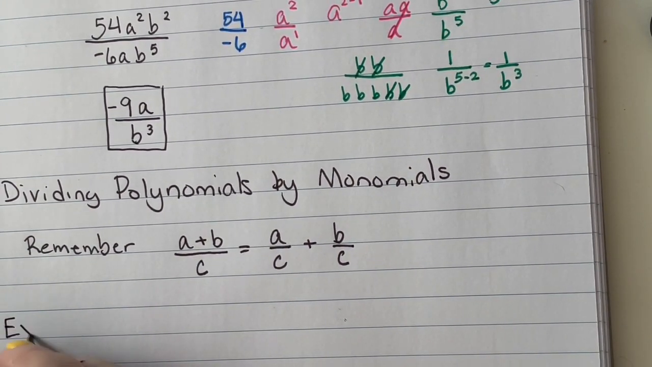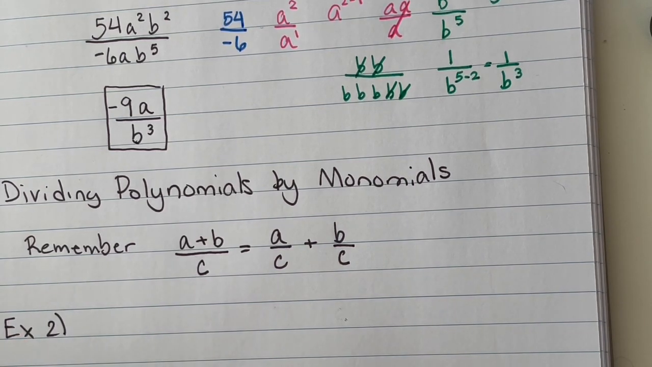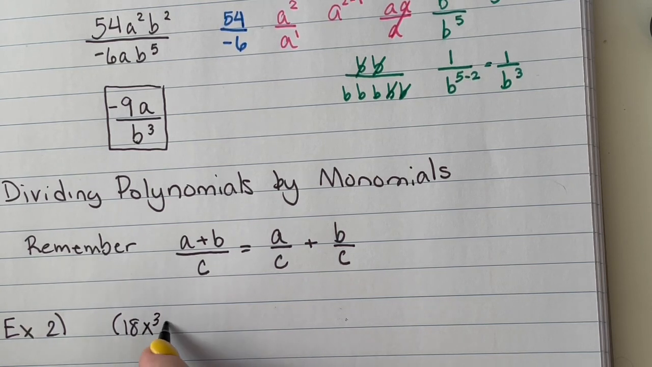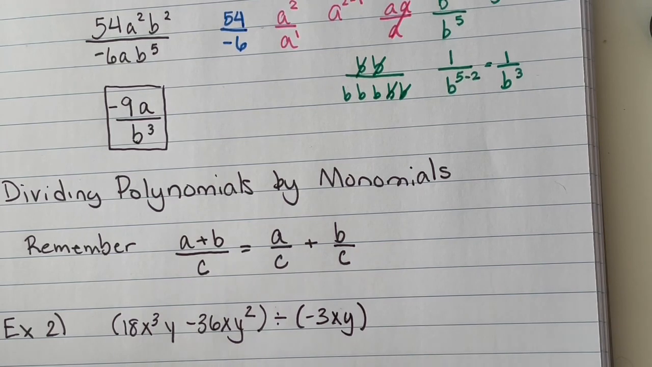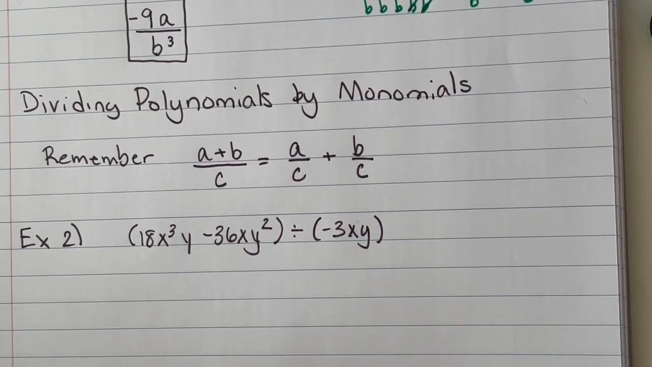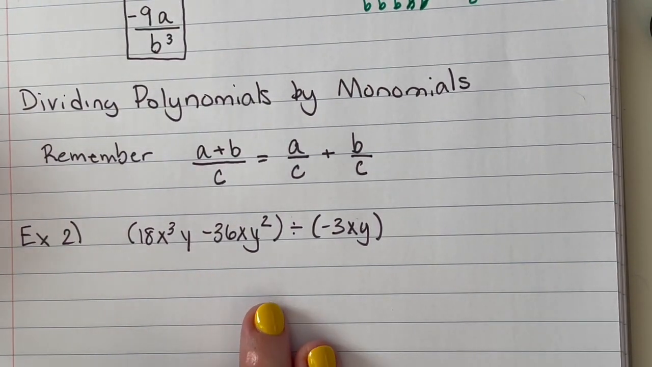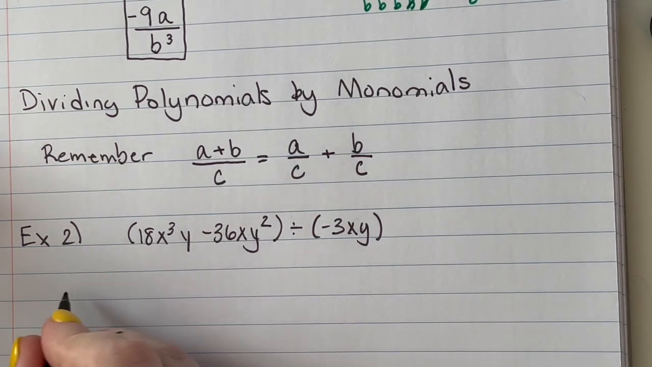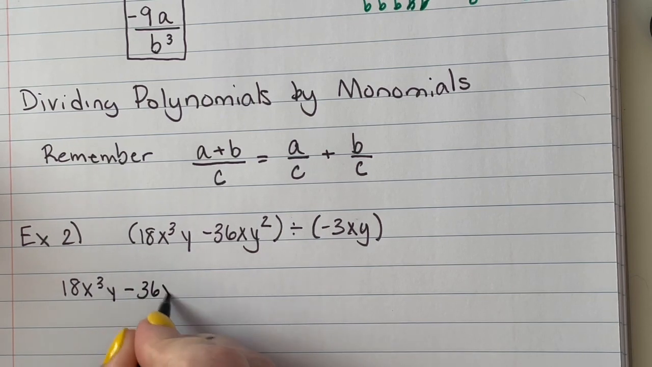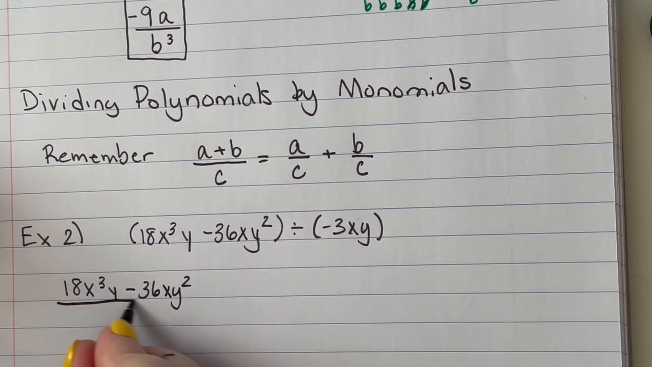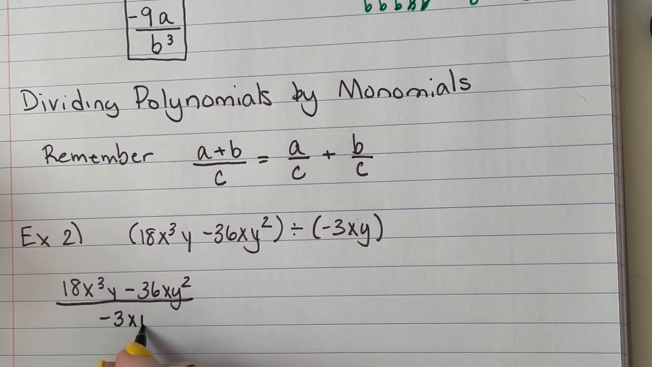So let's take a look at a polynomial example. We want to find the quotient of 18x cubed y minus 36xy squared divided by negative 3xy. Like our last example in the last video, it helps if we rewrite this as a fraction. So I've got 18x cubed y minus 36xy squared all over negative 3xy.